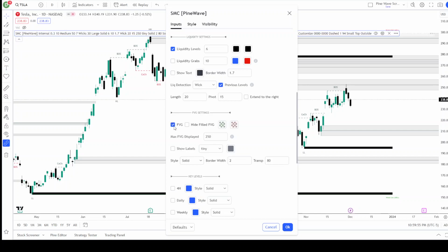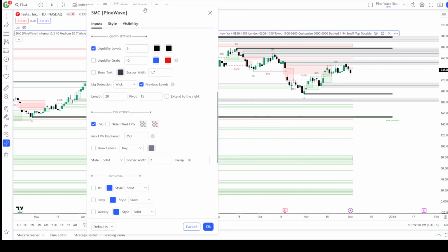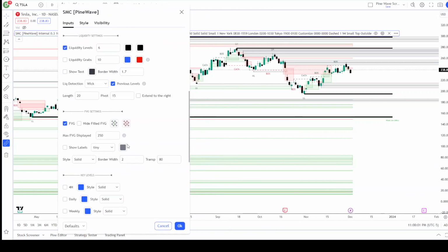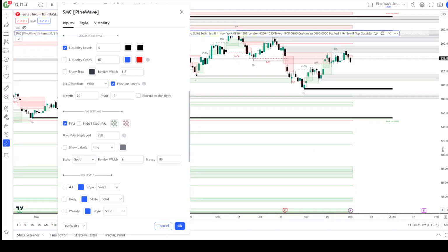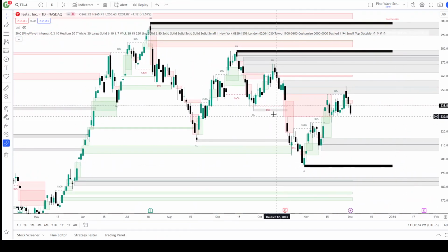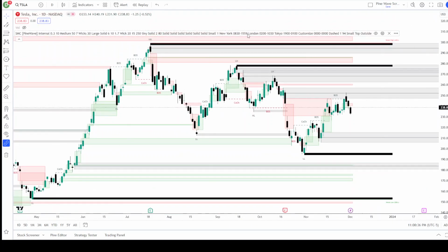Fair value gap is a measurement between three candles where you have inefficiently delivered price. So you have the option to hide filled fair value gaps. Now, I don't love how the indicator determines whether a fair value gap has been filled or not. Because sometimes you also get inverted fair value gaps, where a fair value gap gets painted on one side, and then you end up with a fair value gap in the exact same place on the other side. And so this fair value gap indicator does create a lot of noise on your chart.